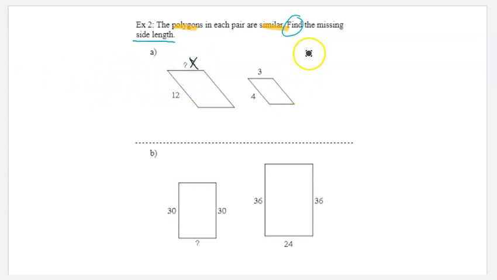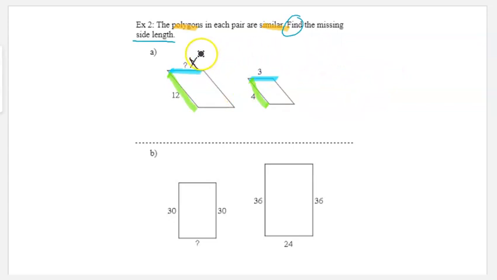So putting this into two fractions, I would take my sides which correspond, one that I don't know and one that I do, which is x and 3. And then looking at my other pair of sides, it should be two sides that I know the length of, which is 12 and 4.